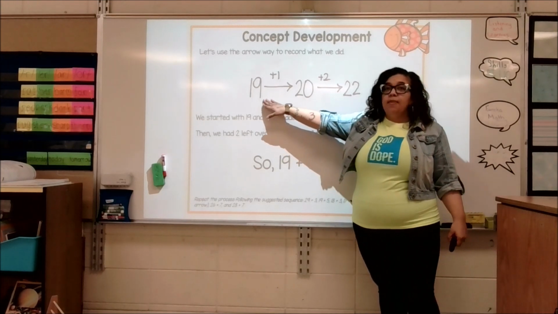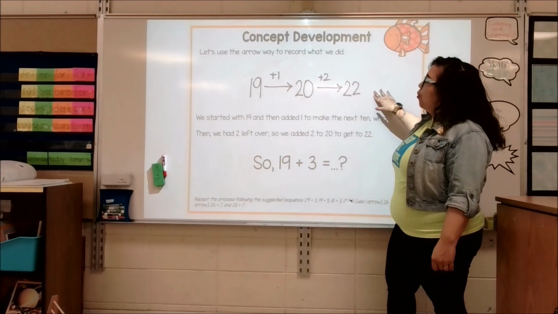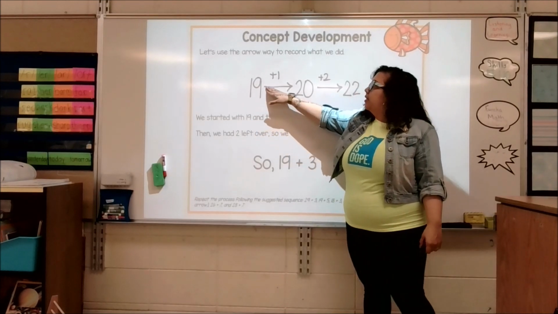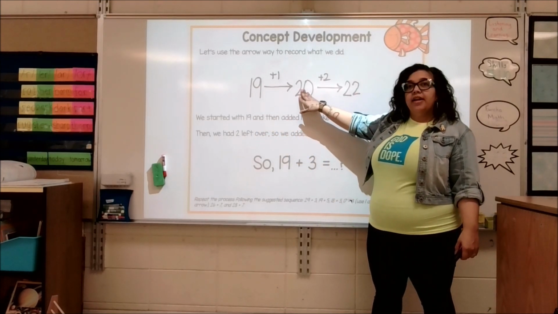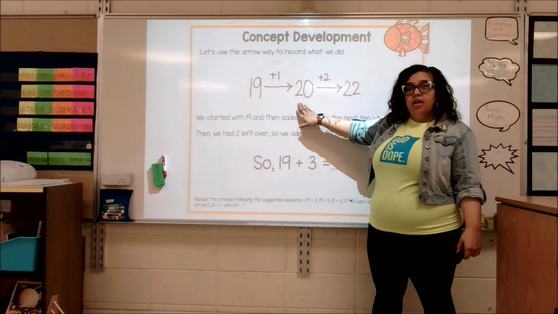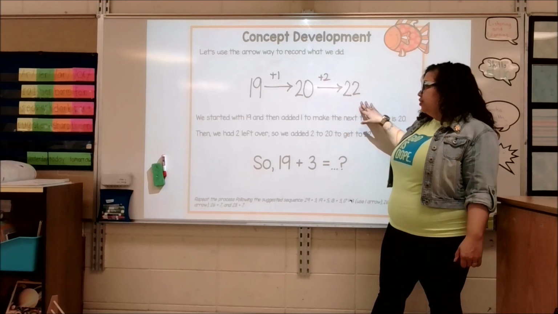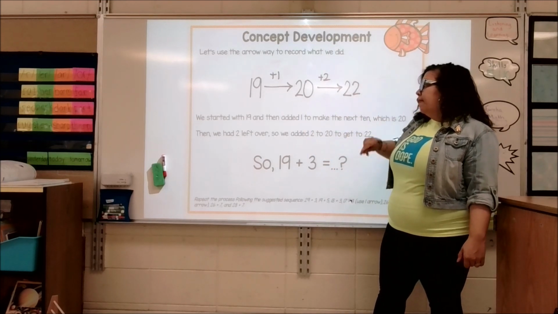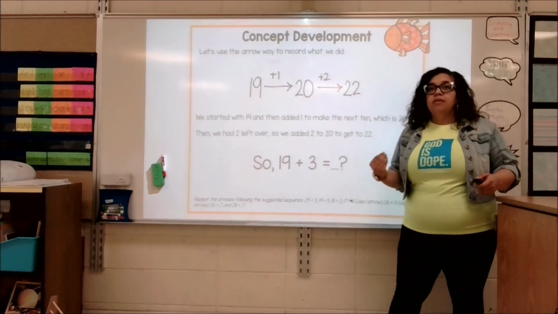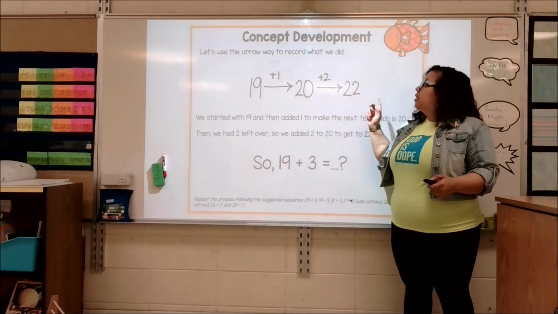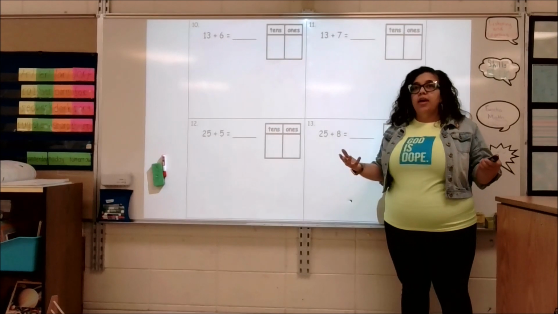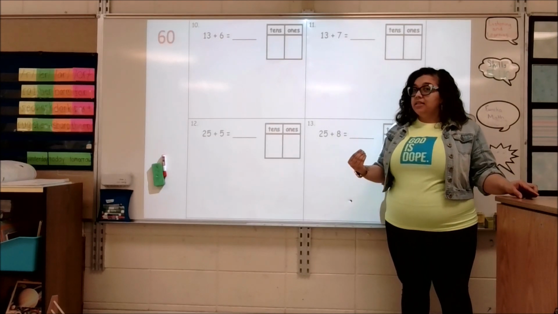And so using that same information, but doing so with the arrow way would look like 19. We need to add 1 to get to 20, because that's the next group of 10. And then we're going to add the remaining 2 to get to 22. So going back to the original problem, 19 plus 3 is equal to 22. It didn't go away. So now we can practice some of these.